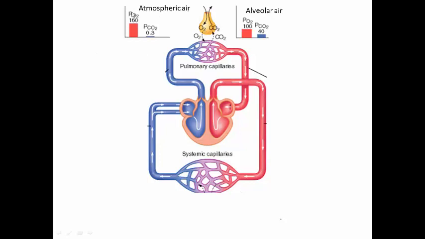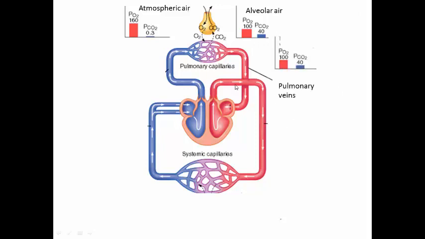So, this is in the atmospheric air, assuming that the atmosphere is dry and at the sea level, the partial pressure of oxygen is 160 millimeters of mercury. That of carbon dioxide is negligible, approximately 0.3 millimeters of mercury. In the alveolar air, partial pressure of oxygen is approximately 100 or 102 or 104 or 105. Okay, we have different values in different boxes. And that of carbon dioxide is 40 millimeters of mercury.